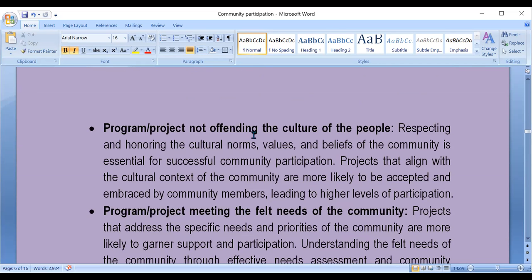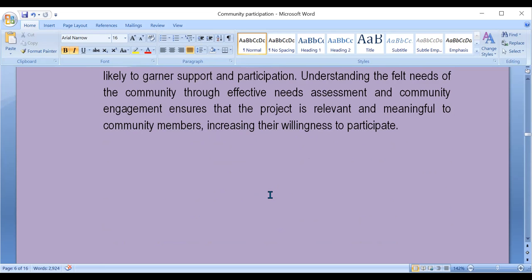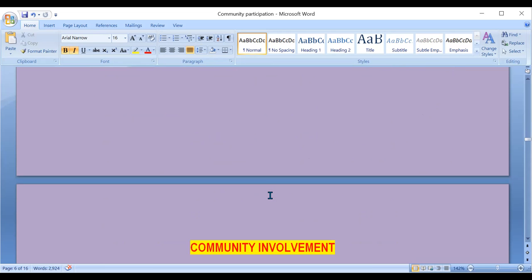The project not offending the culture of the people. Once the project is not offending the culture of the people, they are likely going to accept it. Projects meeting the felt needs of the community. I've said it: once the project or program meets what the people feel is their problem, they are likely going to participate more.